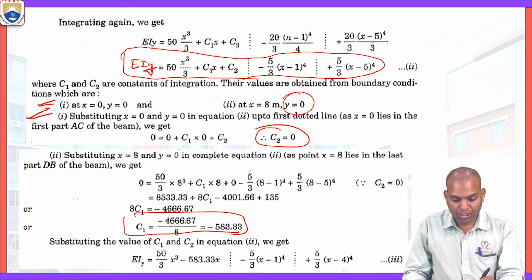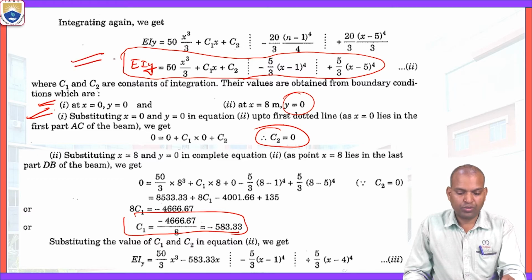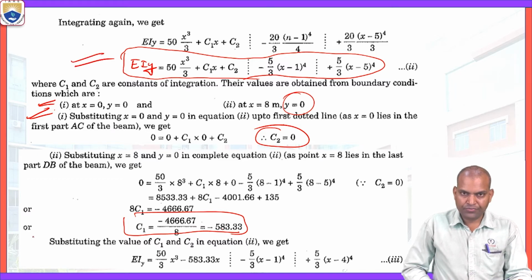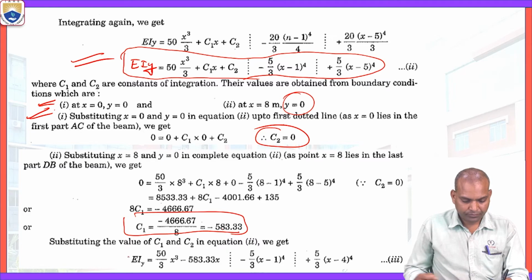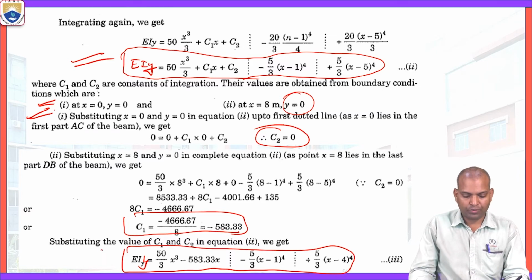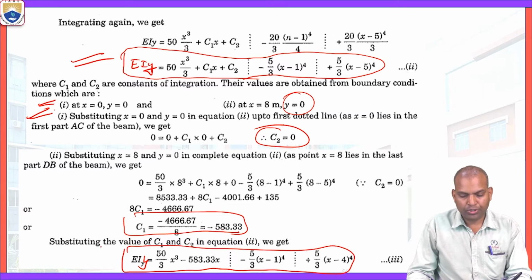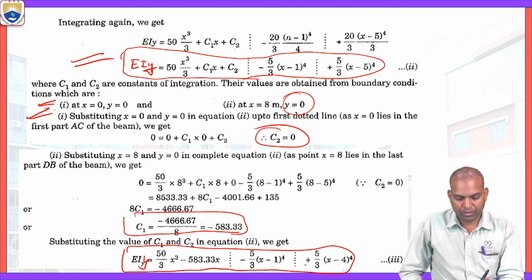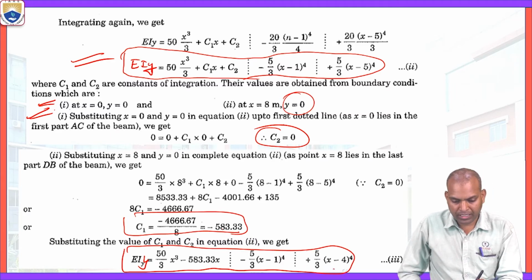Substitute C1 and C2 in equation 2 again. That gives the deflection equation: EI y equal to 50 by 3 x cube minus 583.33 times x, minus 5 by 3 times x minus 1 whole power 4, plus 5 by 3 times x minus 5 power 4.